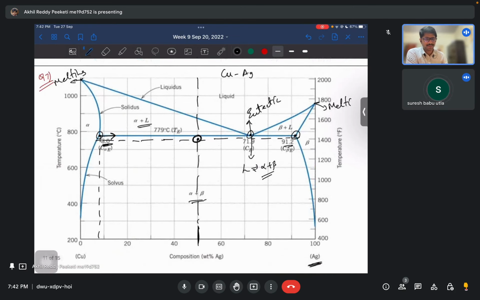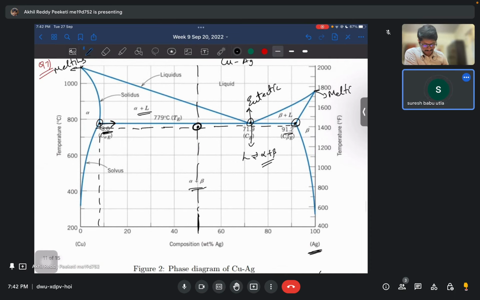No, no, no, no. Eutectic point will always be one point only. Yeah, so this alpha plus beta is a mixture of two phases, alpha and beta.